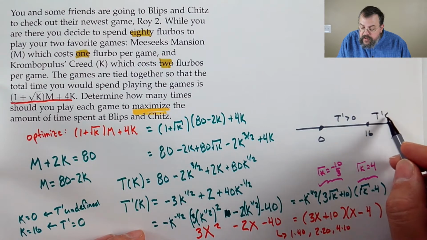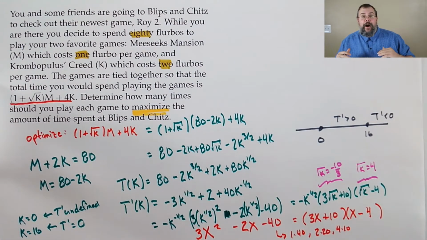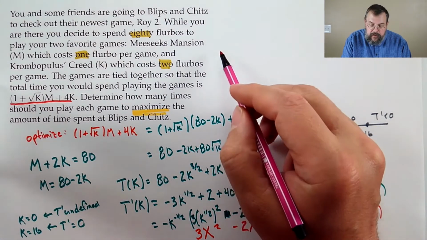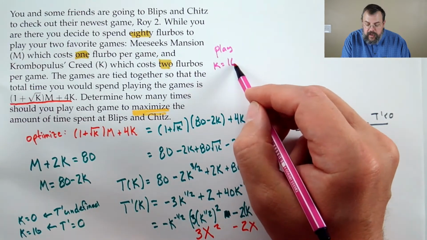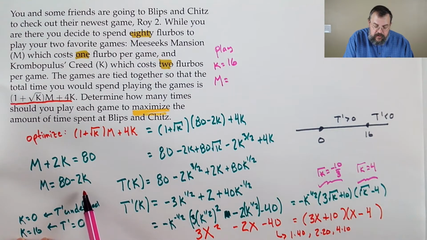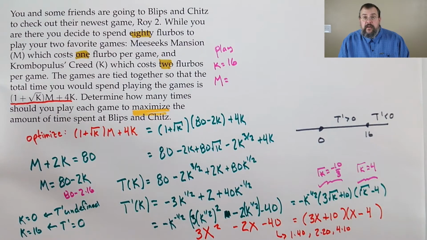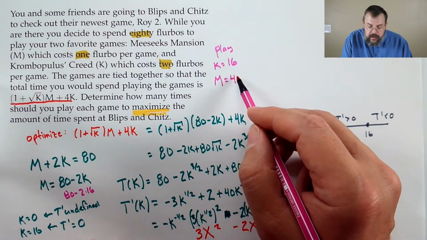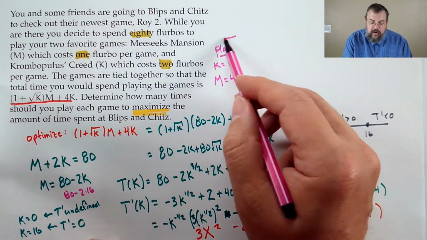So our derivative is negative above 16, which means that as we move towards 16 games, our time spent playing is increasing, and then after that, our time spent playing is decreasing. So we should definitely shoot for 16 games of Chrombopulus Crete. All right, so we're ready. And now, what's our answer? Well, we have to find how many times we should play each game. So we can play Chrombopulus Crete 16 times, and Meeseek's Mansion, well, now plug in the 16 here. 80 minus 2 times 16, well, that's 32. 80 subtract 32 gets us to 48.